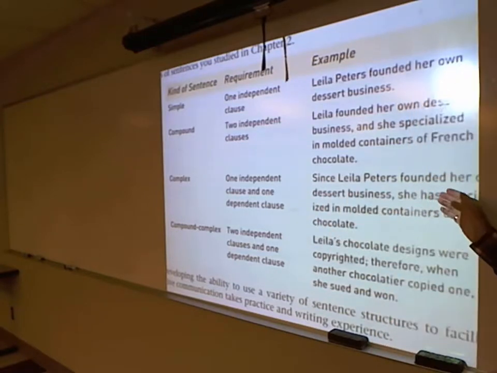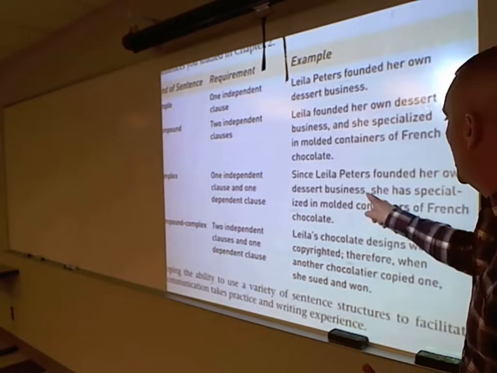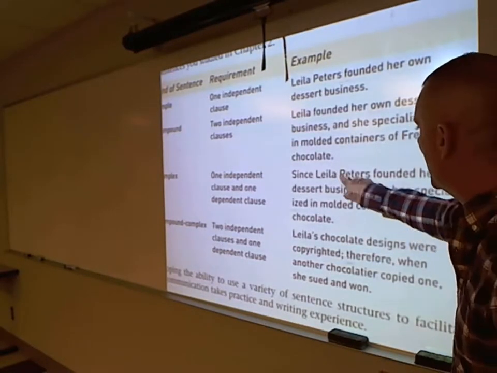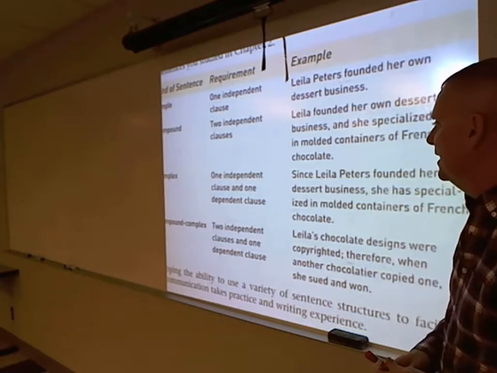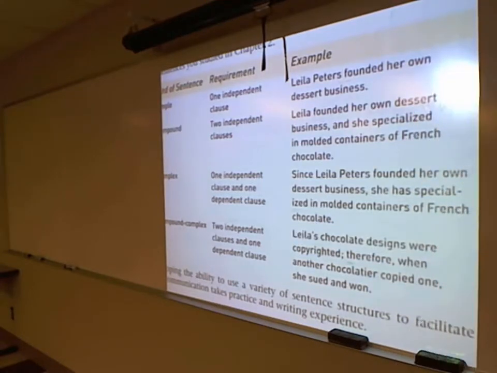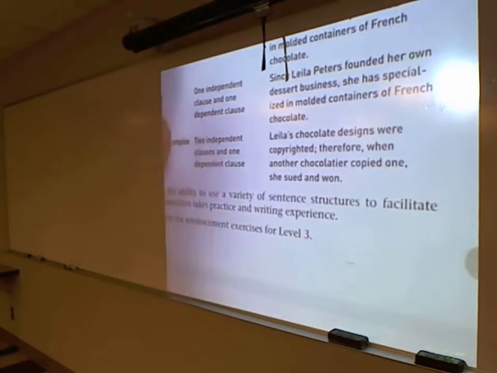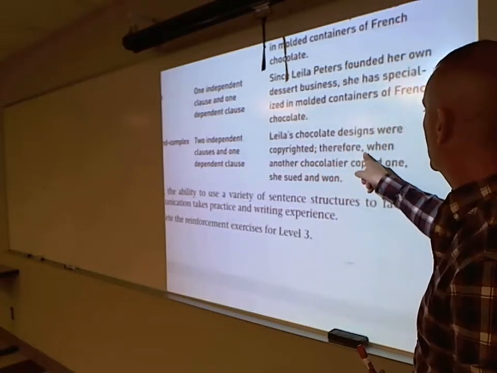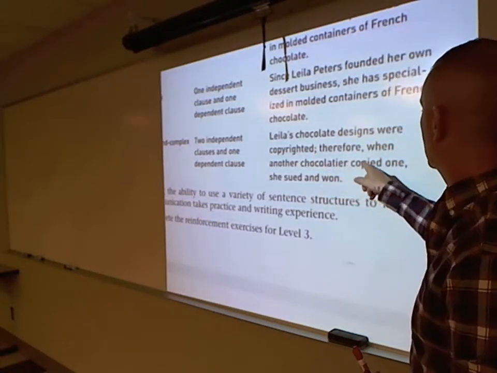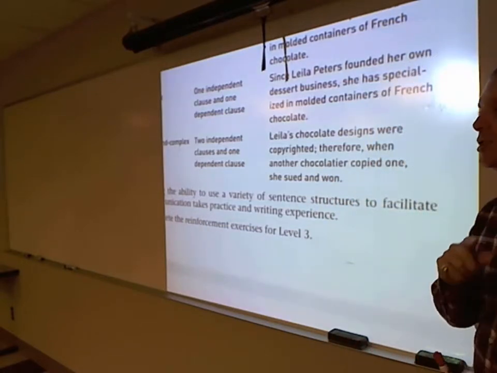She has specialized in molded containers of French chocolate. And then a compound-complex sentence has two independent clauses and a dependent clause. Lilia's chocolate designs were copyrighted; therefore, when another chocolatier copied one, she sued and won. Two independent clauses with one dependent clause makes a compound-complex sentence. Knowing the structure of those four sentence types will help with the identification of where commas will actually appear.